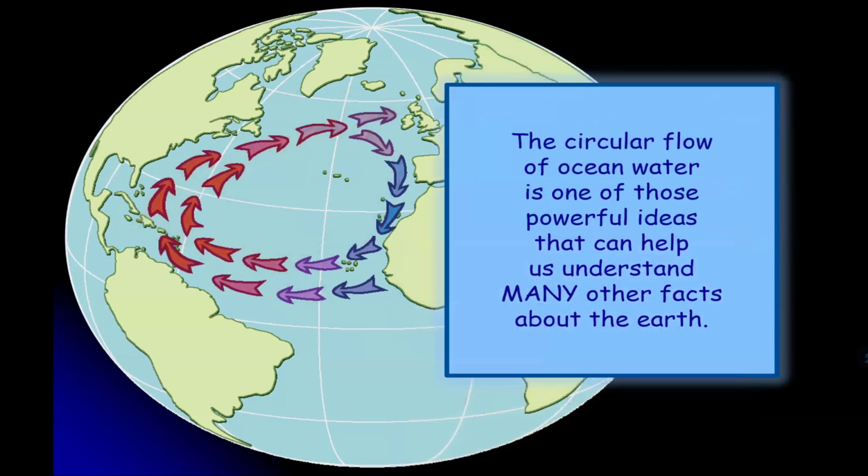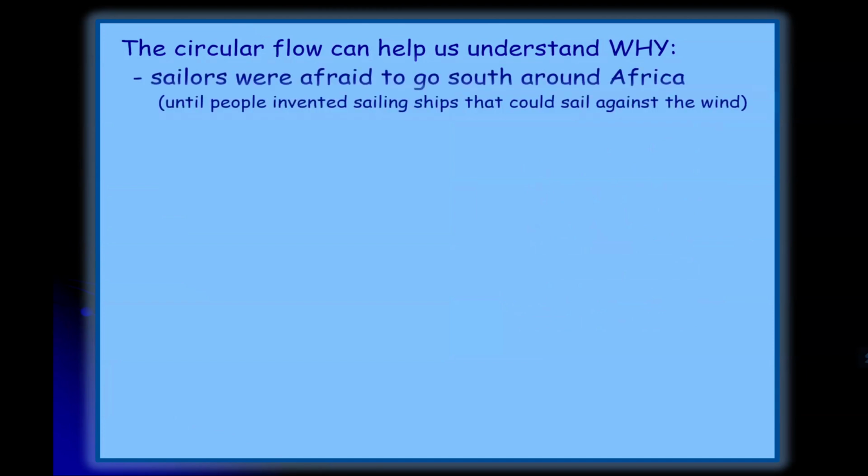The circular flow of ocean waters is one of these powerful ideas that can help us understand many other facts. And I'm going to throw you up a list of these facts, and you can take a map and check them out. Sailors at first were very afraid to go south around Africa because they didn't want to get so far that they would get pushed off to the west. Or actually, they might have gotten that far, got pushed west, couldn't get back home, and died. A lot of ships disappeared until people invented better sailing ships, the ones that could sail against the wind.